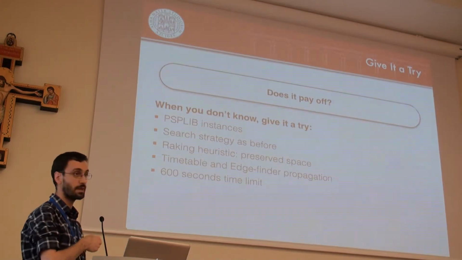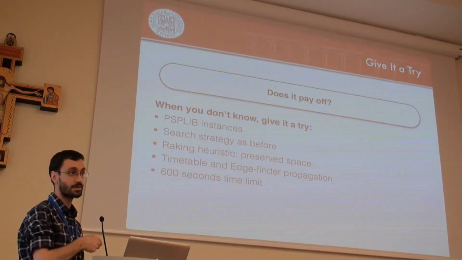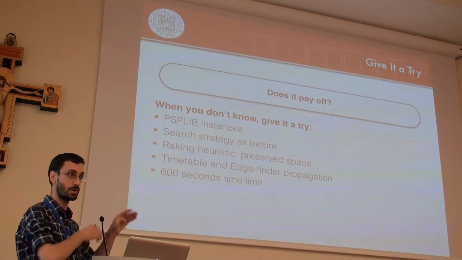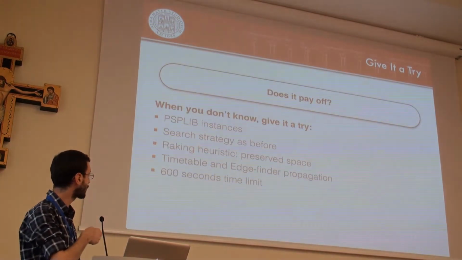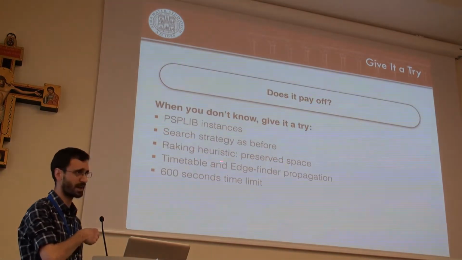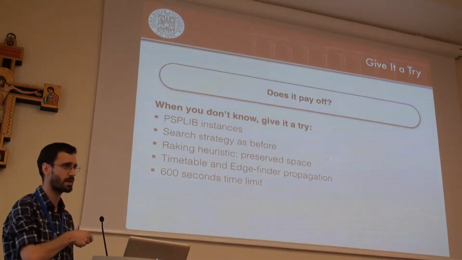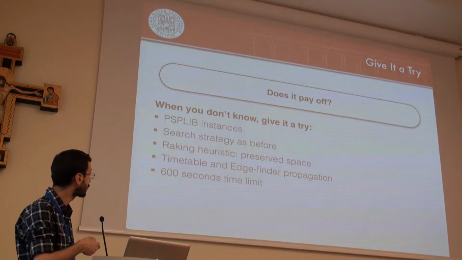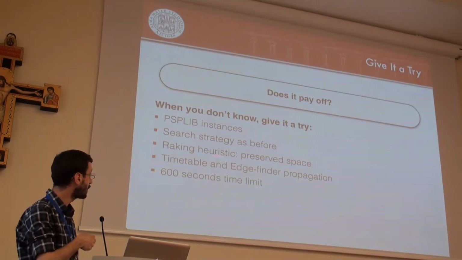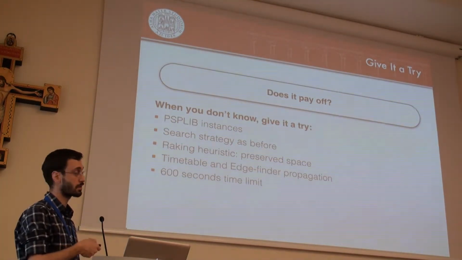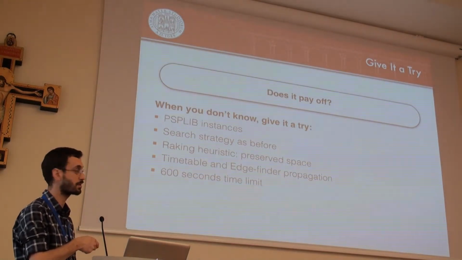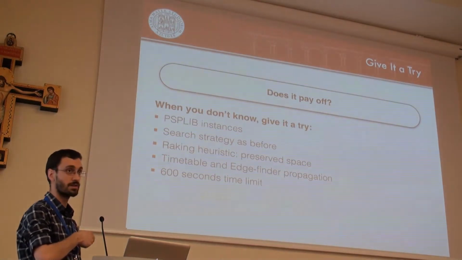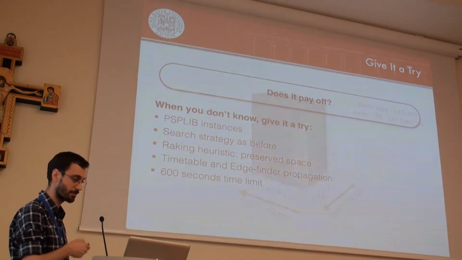We took the PSPLIB. We used exactly the search strategy that I showed you, where I branch on the minimal critical sets. We used for the ranking heuristic the preserved space, which is very common and quite accepted in the literature. We used some constraint propagation, temporal consistency of course, and some resource propagation, timetable and edge finding in particular. And we put a 600 seconds time limit.